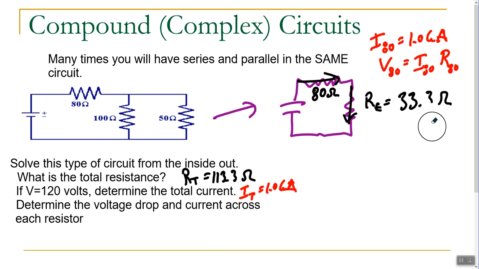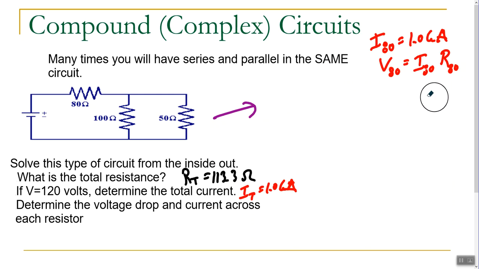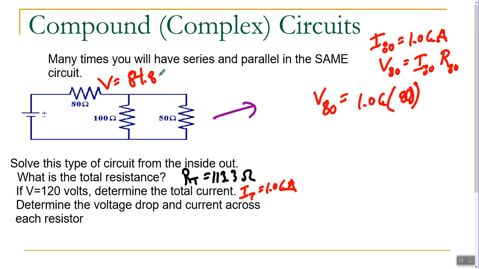I'm going to go ahead and just erase this because that's actually not going to be used anymore. Well, voltage at the 80 ohm resistor is what we're looking for. Current is 1.06 times 80. So the voltage here is going to be 1.06 times 80, and that's 84.8 volts.